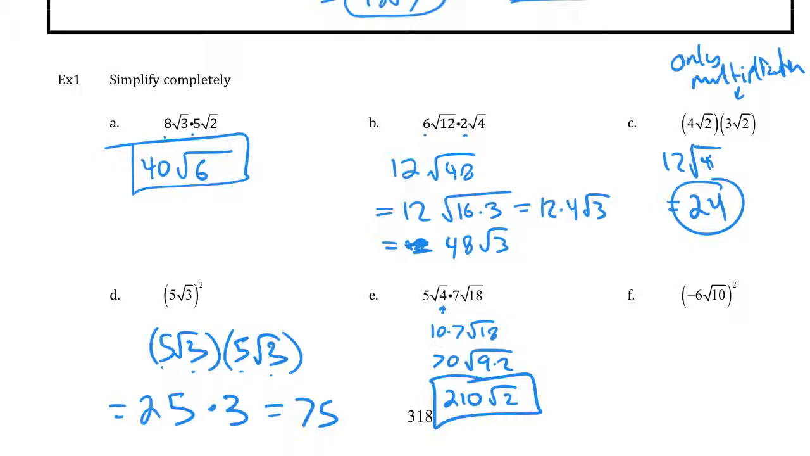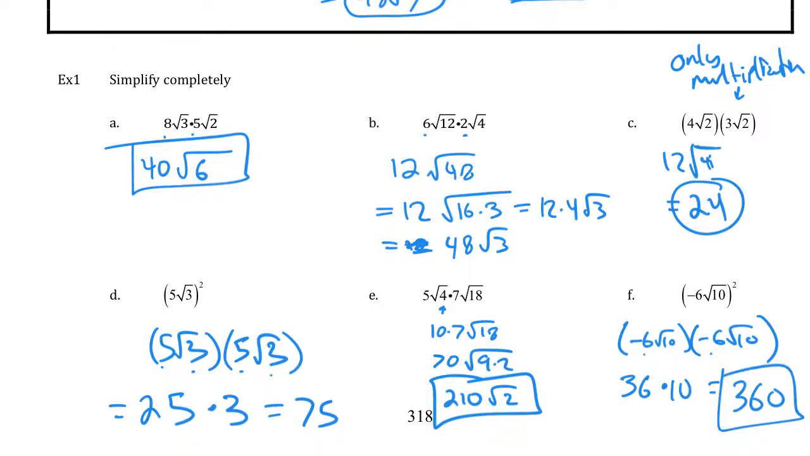F is important because we have a negative in there. So I'm going to do negative 6 rad 10 times itself. Again, it's only multiplication. So negative 6 times negative 6 is positive 36. Rad 10 times rad 10 is 10. 36 times 10 is 360. All right, let's flip the page.